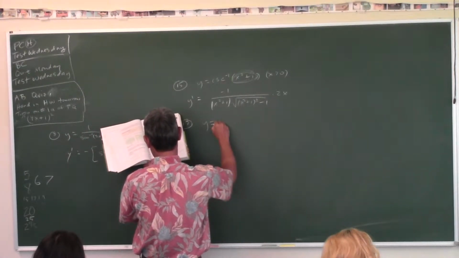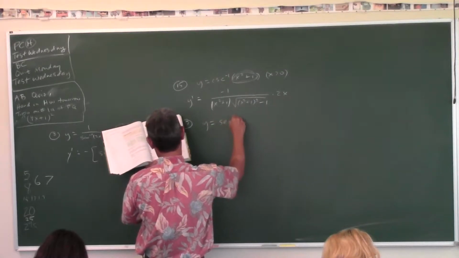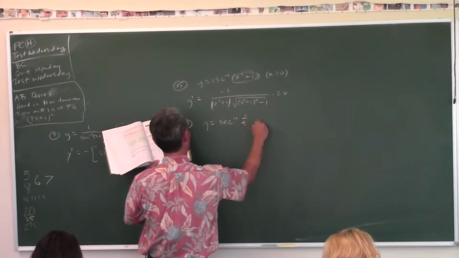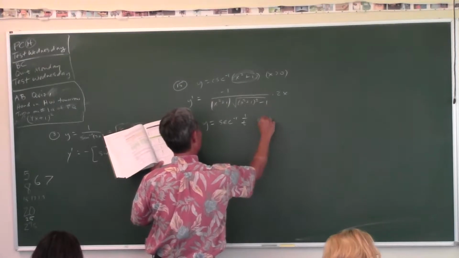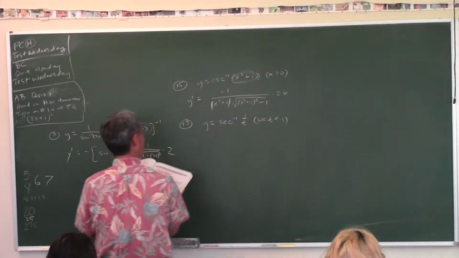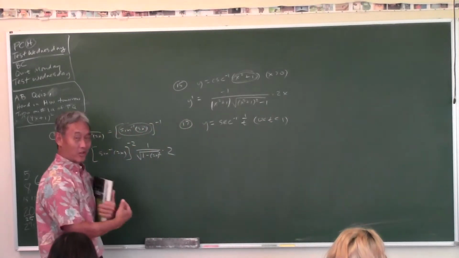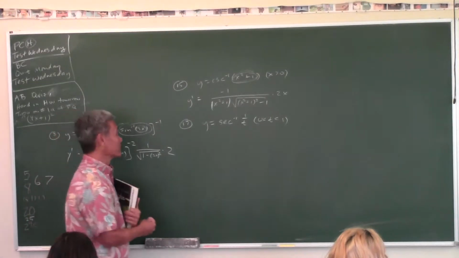17. Isn't this the one I did? Which is the one I did? Secant inverse of 1 over t, where t is between 0 and 1. Okay, you want to do it the long way or the short way? Short way. Okay, the short way.